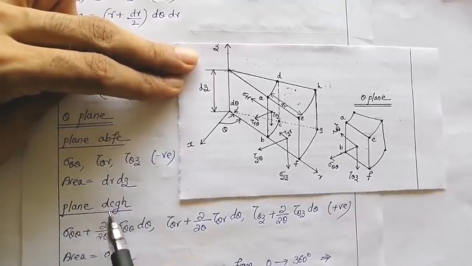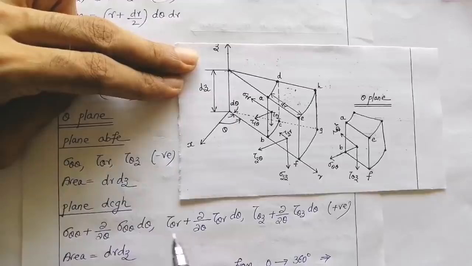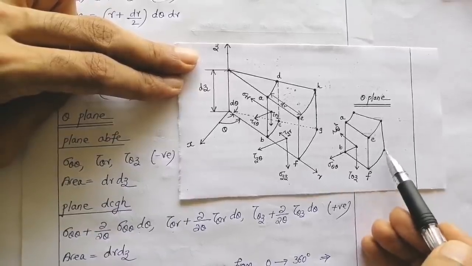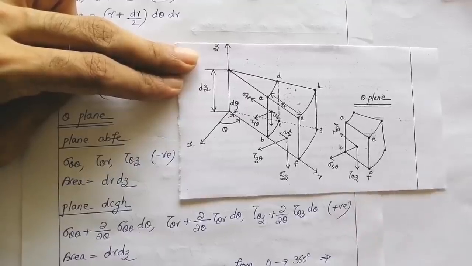Now, what about the front theta plane? Again the same principle as I have applied earlier. Let us analyze sigma theta theta. Sigma theta theta plus dou by dou theta, which axis I am travelling, of sigma theta theta, multiplied by how much distance I am travelling? D theta distance. Similarly for tau theta r and tau theta z, all the stress components are positive. Now, what is the area of the front theta plane? It is the same, dz into dr.